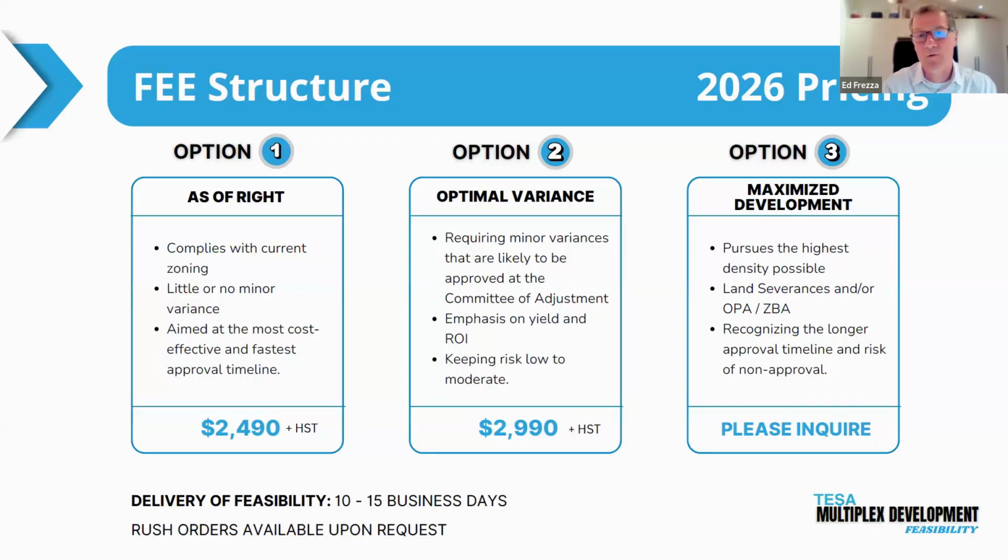If it makes sense that you go for some sort of an optimal variance, then it's slightly more expensive, 2990 plus HST, and this is where we're seeing more and more of our clients opt, because they're rationalizing from our financial analysis that it makes sense to spend a little bit more time, a little bit more money, because it leads to a significantly improved financial analysis, going from 4 to 6 units or what have you. Option 3, we include it, but it's not one that clients opt for. Predominantly, our clients are going for option 1 or option 2.